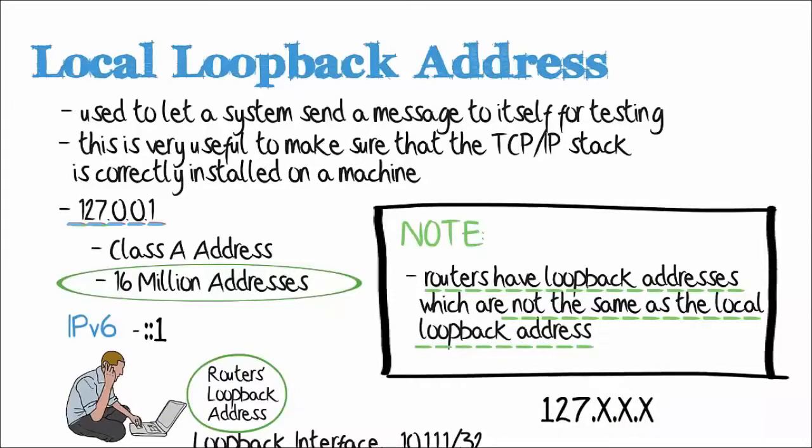Routers and switches do support the loopback address of 127.x.x.x, which allows us to verify the TCP/IP stack, but loopback interfaces on routers and switches are very useful for other things and are used by routing protocols such as OSPF.